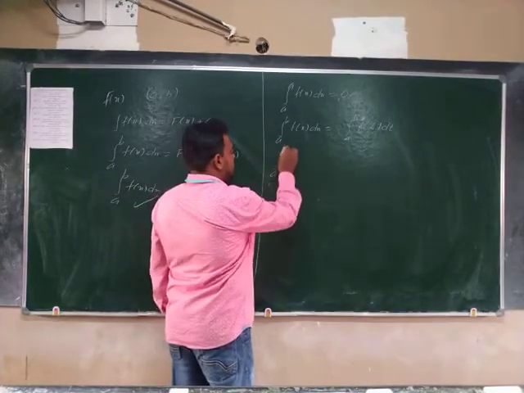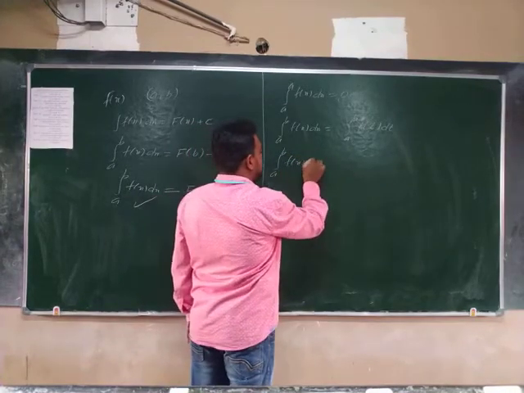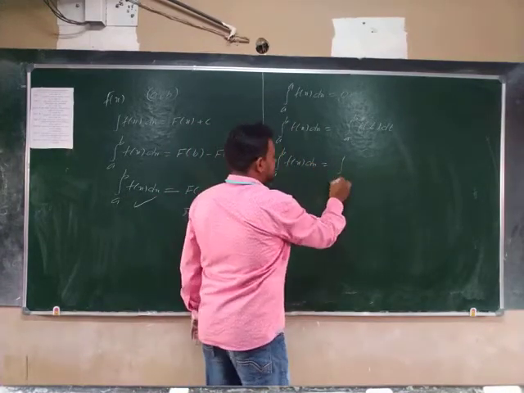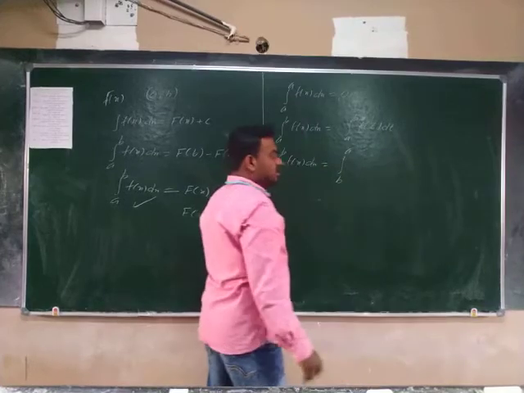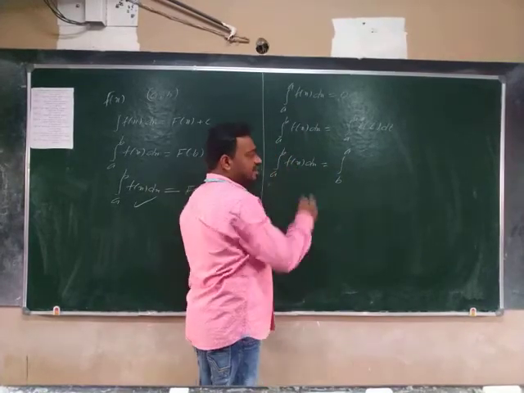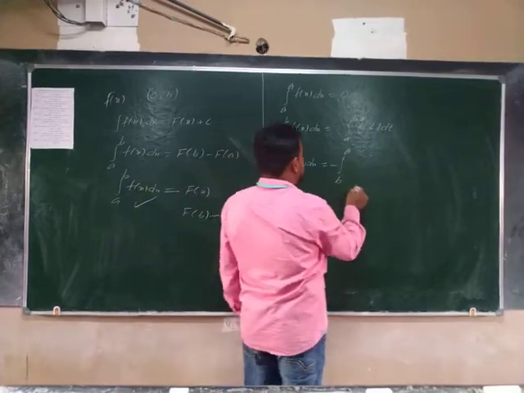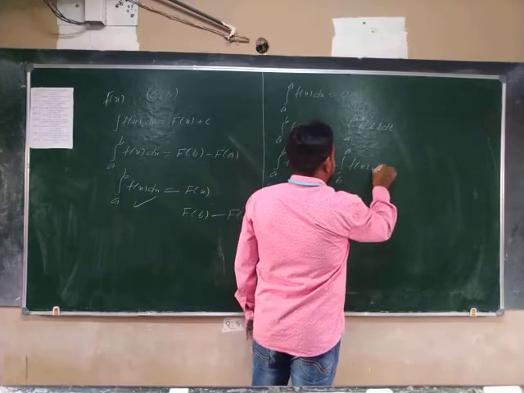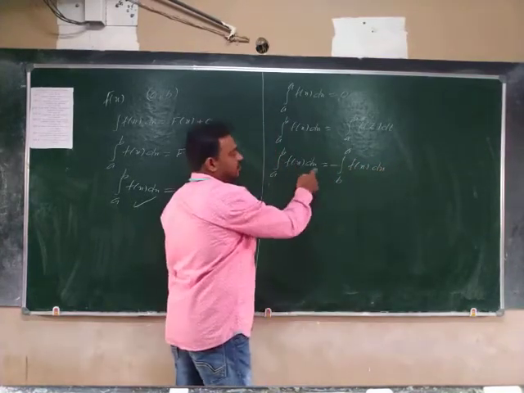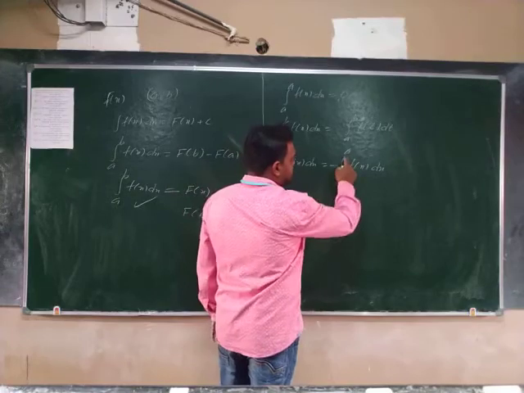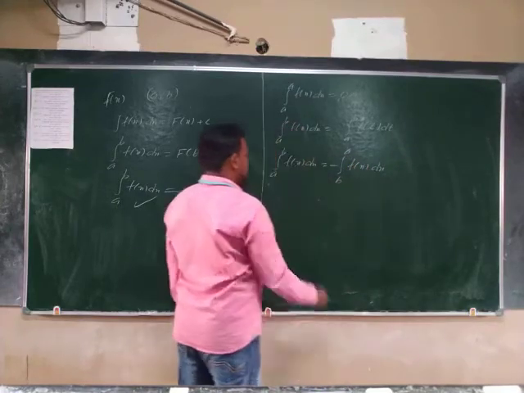Right? Integration from a to b of f of x dx. If we interchange the limits, then we get a sign change. The integration from a to b of f of x dx is equal to minus the integration from b to a of f of x dx.